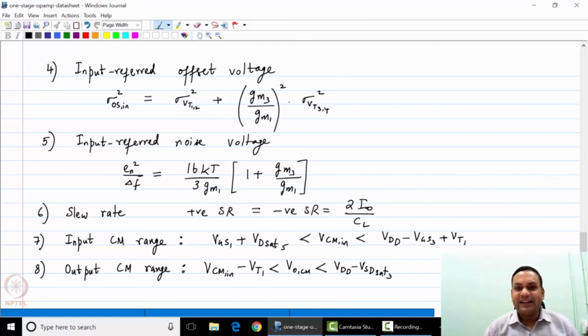So this completes the data sheet of the one stage op-amp. As you can see, there are 8 important parameters that we have listed out and summarized for the op-amp.